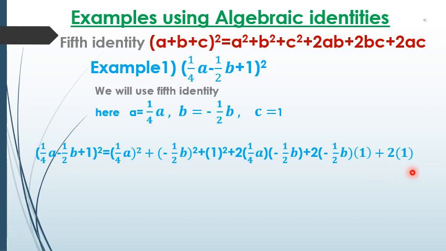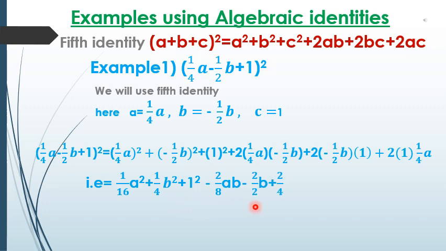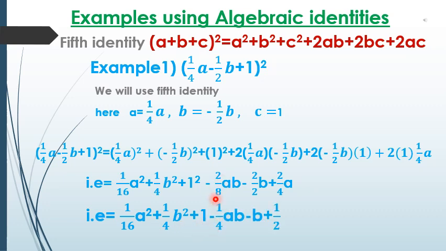plus 2 into 1 into 1 by 4a, that is equal to 1 by 16a square plus 1 divided by 4b square plus 1 square minus 2 divided by 8ab minus 2 divided by 2b plus 2 by 4a, that is equal to 1 by 16a square plus 1 by 4b square plus 1 minus 1 by 4ab minus b plus 1 by 2a.